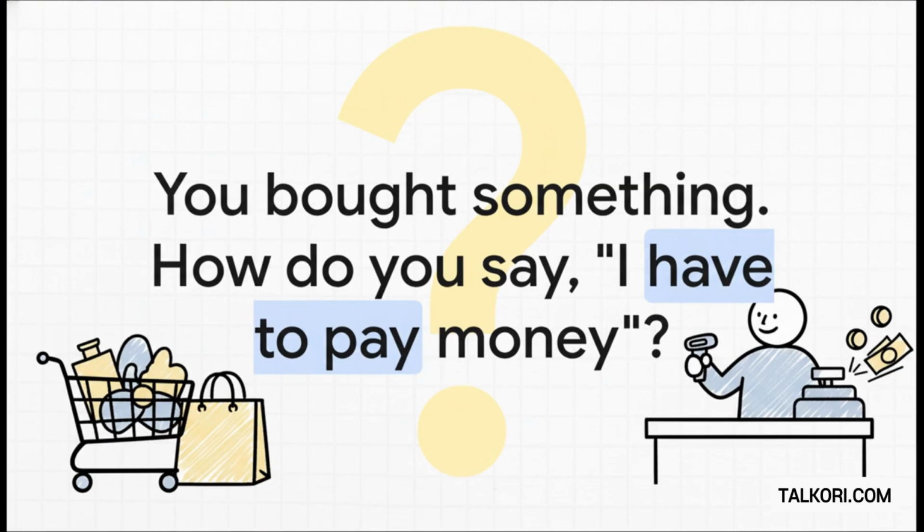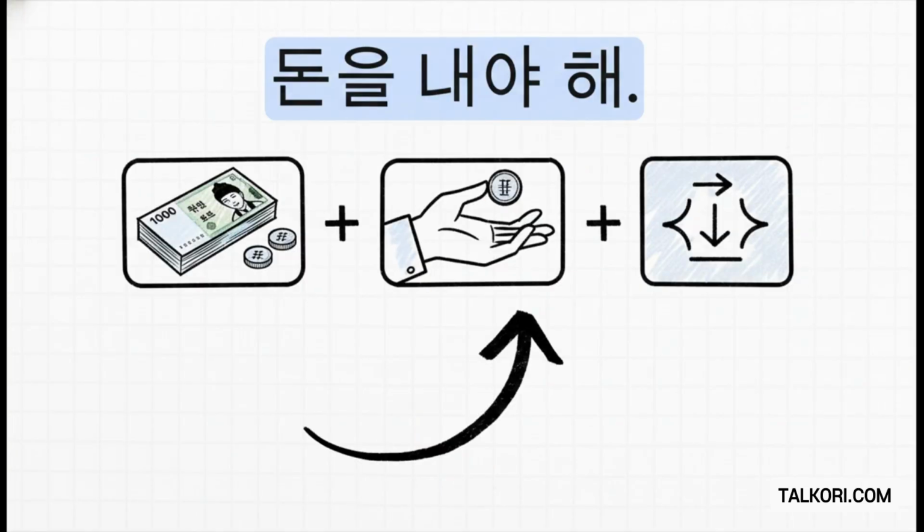You're at a convenience store, you've got your items, the cashier's looking at you expectantly. You need to say, I have to pay. So the verb for to pay is 내다, and money is 돈. How would you say it? You got it? It's 돈을 내야 해.